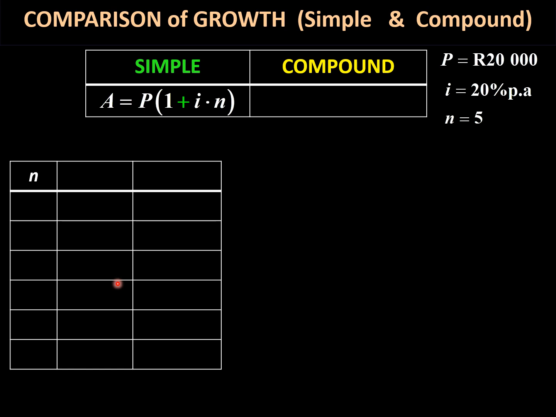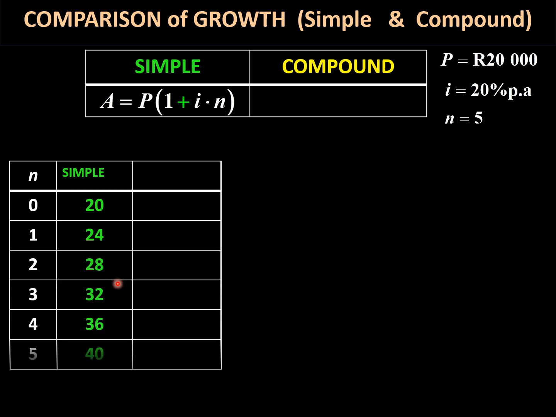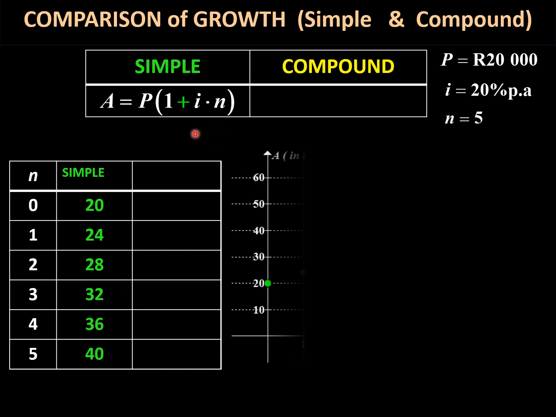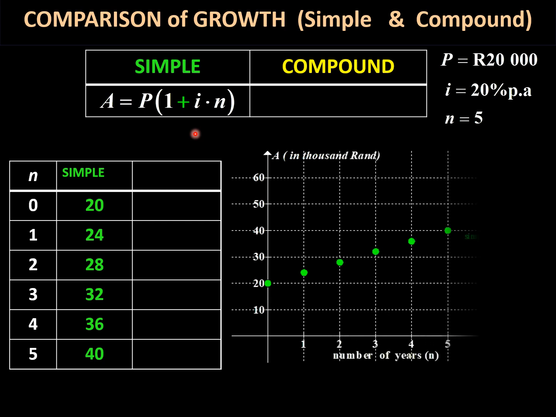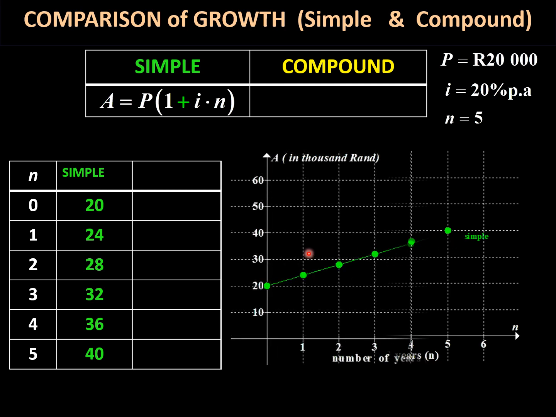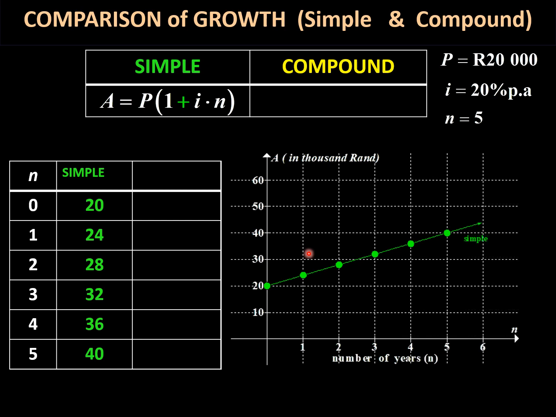So let's see now, over 5 years, initially we start off with 20, then it grows to 24, then 28, 32, 36, and 40 (in thousands), using that formula. If we represent it graphically, that's the value after the first year, and the value after the second, third, and fourth year. If we join those points, we have a linear relationship. So simple growth is a linear relationship.